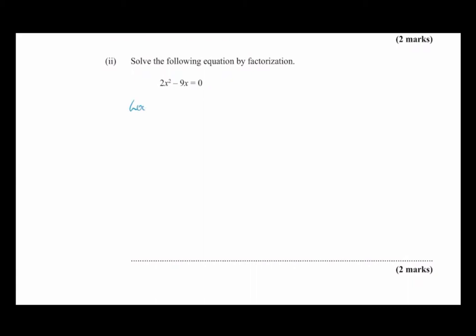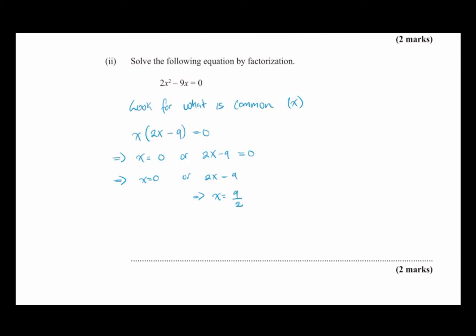Moving on to part 2, which asks us to solve the following equation by factorizing. We look at the expression on the left-hand side and ask ourselves what is common. The only term common here is x, so we can factor out x. This gives us x multiplied by (2x minus 9) equals 0. This means x equals 0, or 2x minus 9 equals 0, by our fundamental theorem of arithmetic. Our next line reads x equals 0, or 2x is equal to 9, and solving gives us x equals 9 divided by 2.